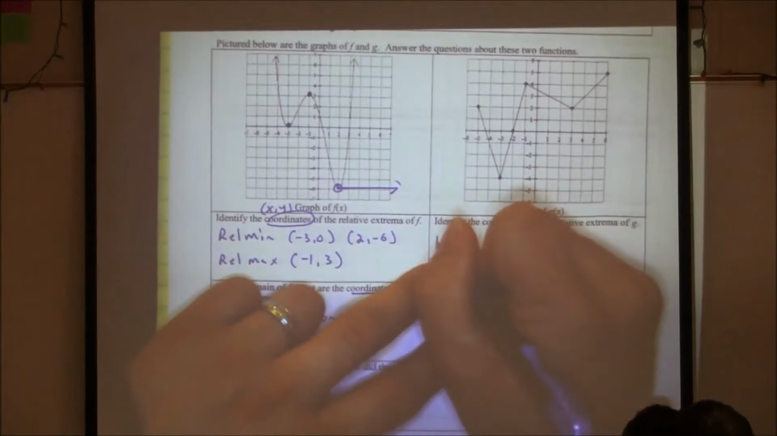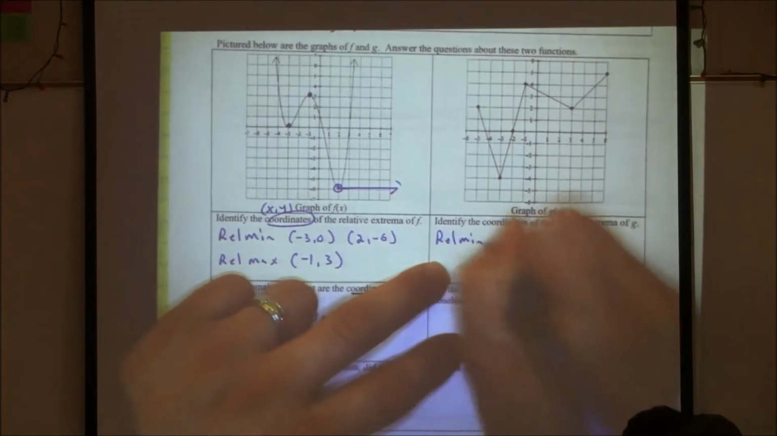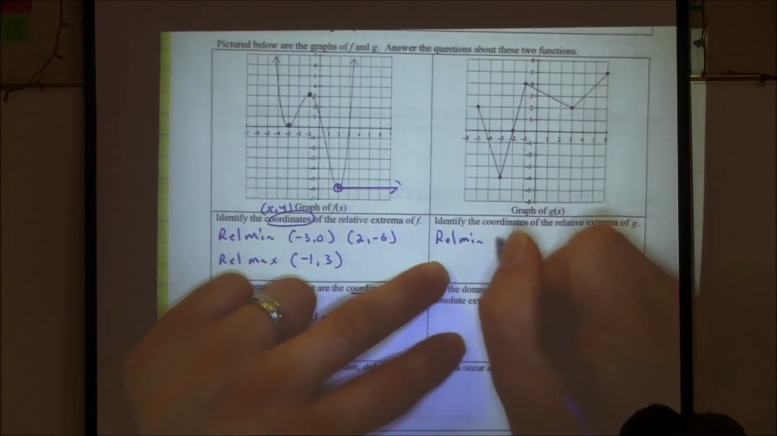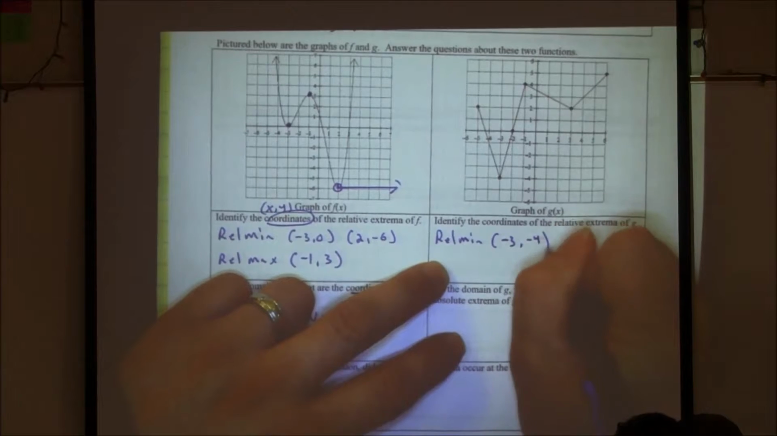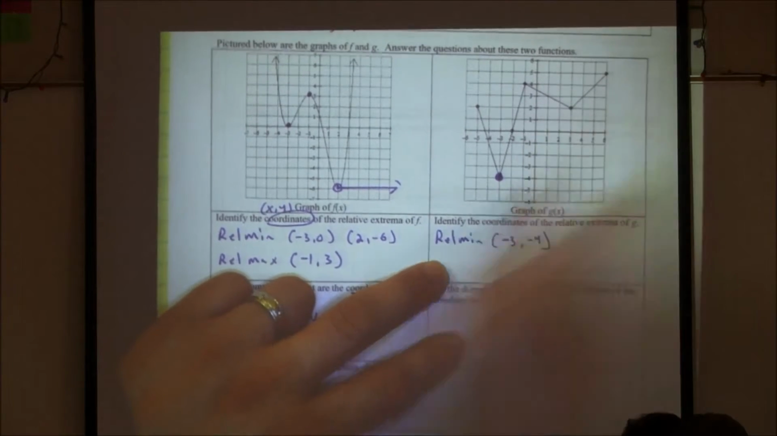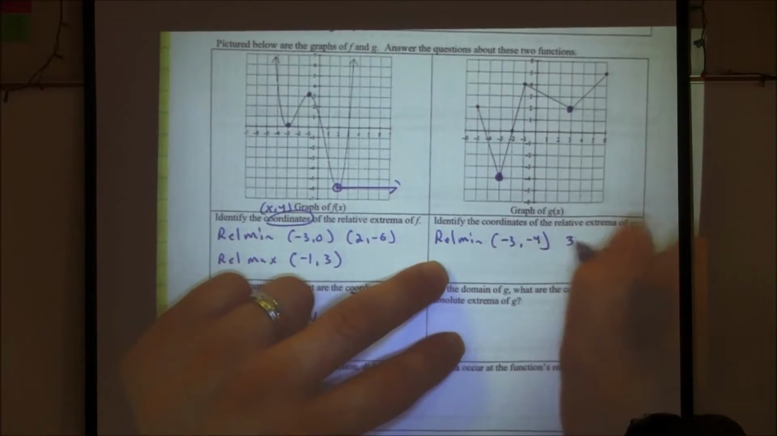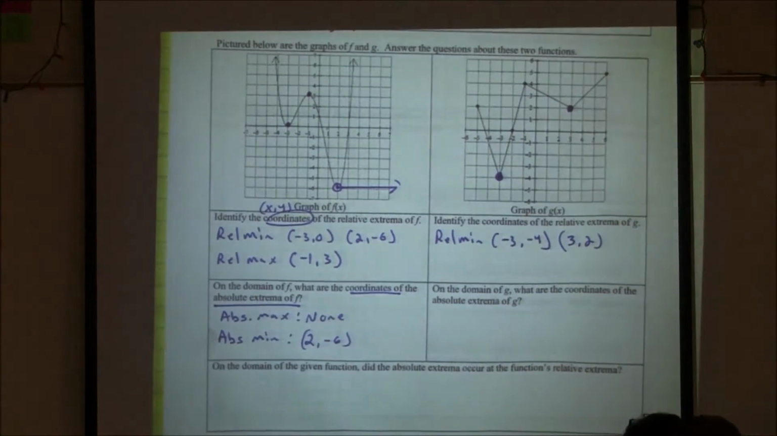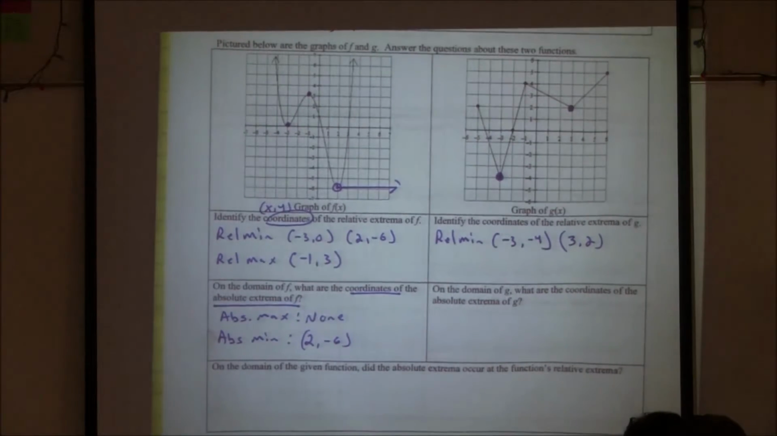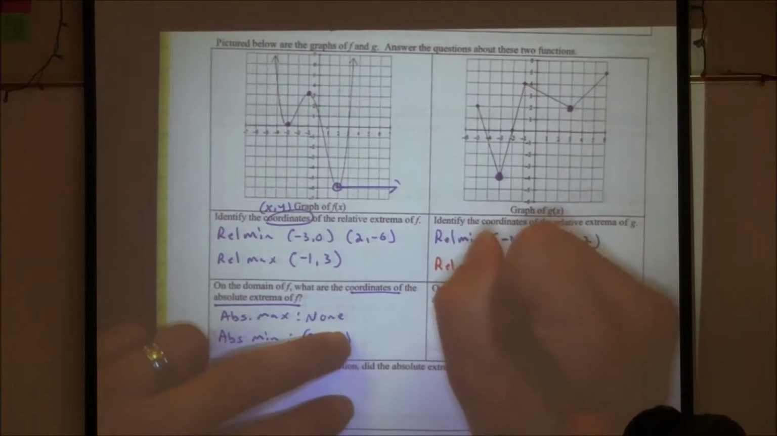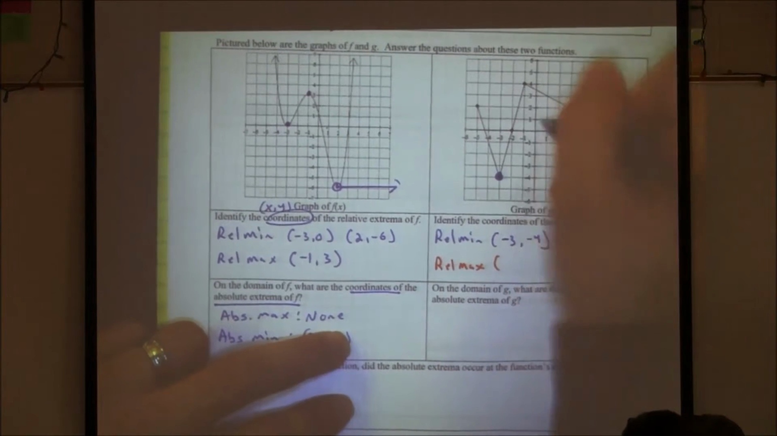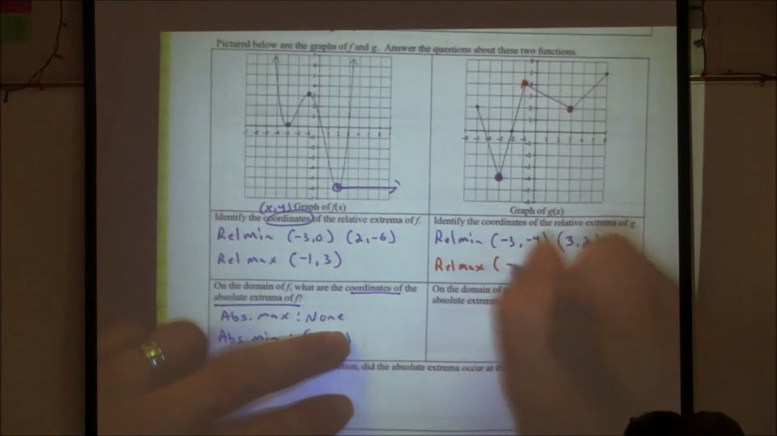Okay, so where do I have relative mins on this graph? -3, -4. Good. And? 3, 2. Okay, where do I have a relative max? -1, -1 and 4.